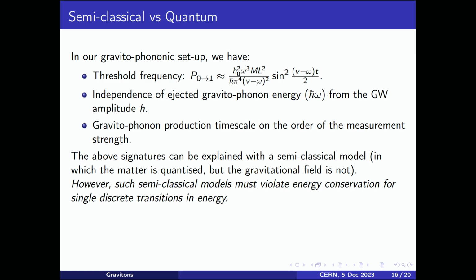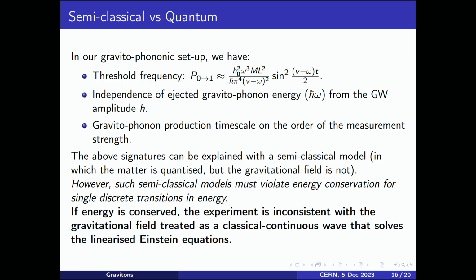And that was the whole point of the photoelectric effect originally, is that the reason it provided the first evidence of photons was because it provided an experimental outcome which is inconsistent with the classical Maxwell equations. So in this case, the conclusion you could reach is that if you believe in energy conservation, the experiment is inconsistent with the gravitational field treated as a classical continuous wave that solves the linearized Einstein equations.